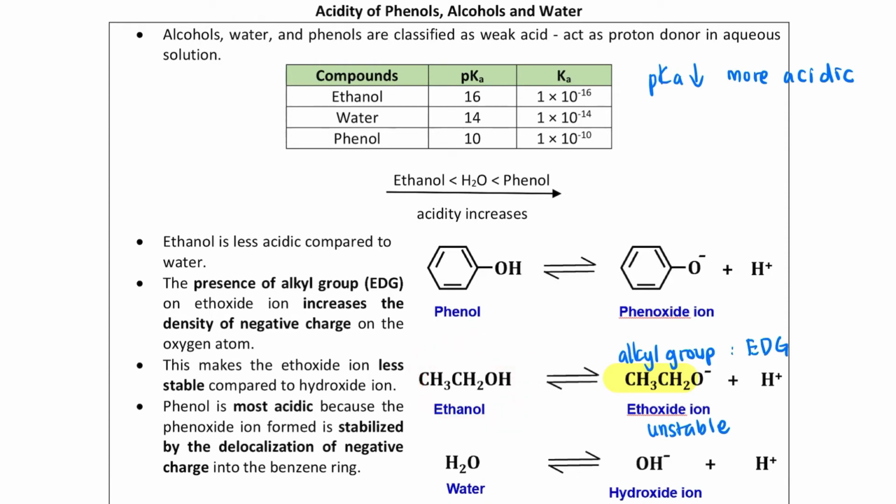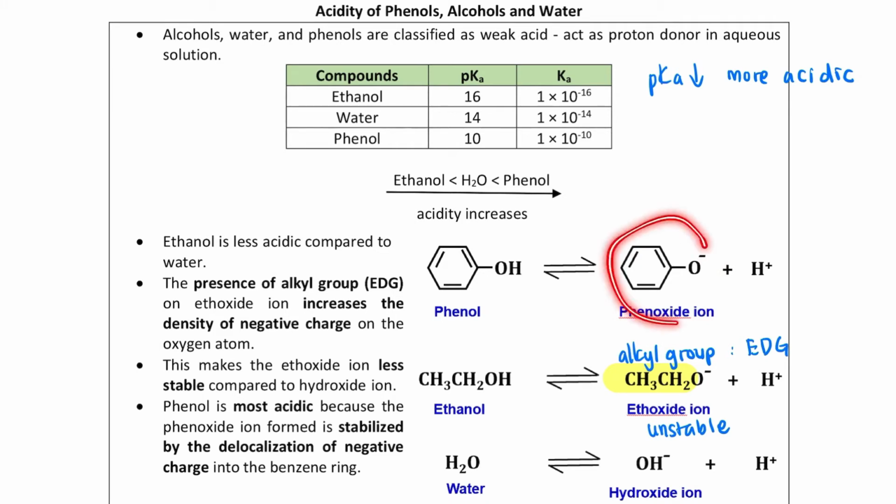Okay, compared to water. Water dia tak ada masalah apa sebab dia tak ada EDG. Dia tak ada electron donating group. Okay, so dia tak ada masalah lah. Okay, stability dia better than hydroxide ion. Okay, alright. So, itu antara ethanol and water. Okay, next kita nak compare kenapa pula antara water dengan phenoxide ion ni, okay, dengan phenol.